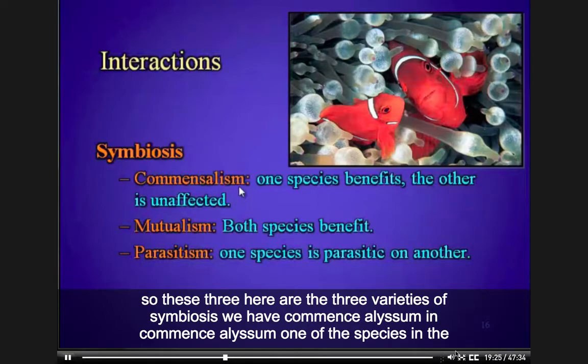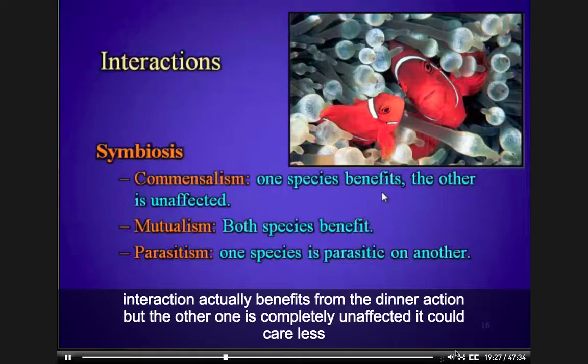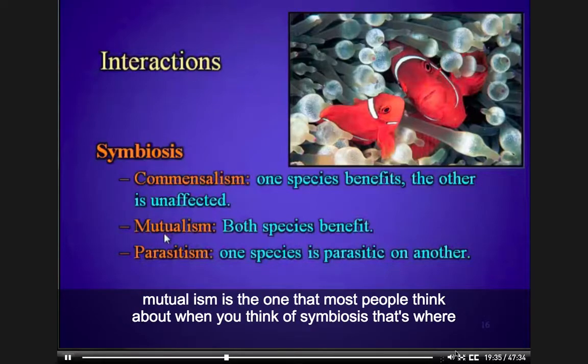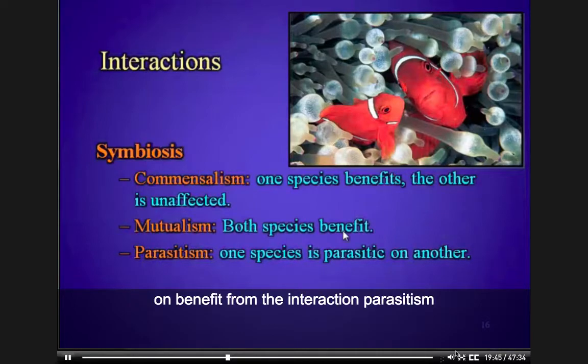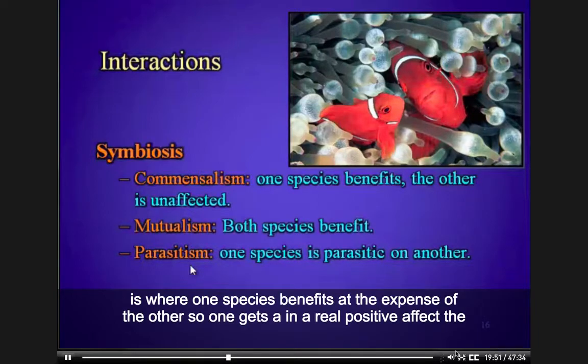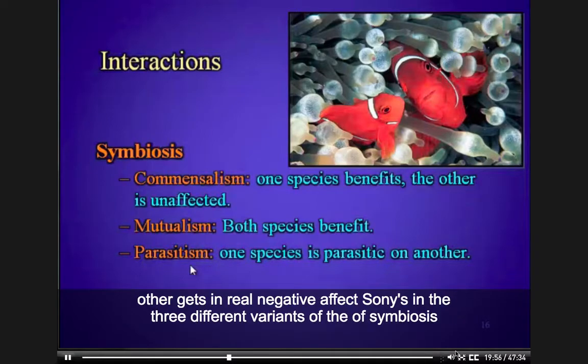We have commensalism. In commensalism, one of the species in the interaction actually benefits from that interaction, but the other one is completely unaffected. It could care less. Mutualism is the one that most people think about when they think of symbiosis. That's where both members of the species, or I should say both species, benefit from the interaction. Parasitism is where one species benefits at the expense of the other. So one gets a real positive effect, the other gets a real negative effect.